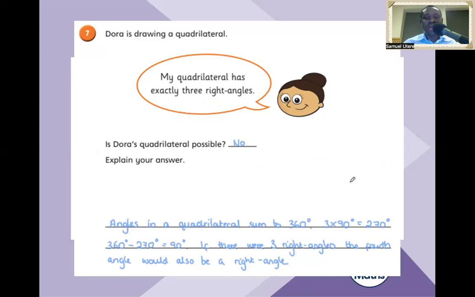All right. So angles in a quadrilateral sum to 360. So if she has three of them to be 270, that would be 90 degrees left. So that would essentially be a rectangle. All right. So her quadrilateral wouldn't be right, except she was just wanting to draw a rectangle.